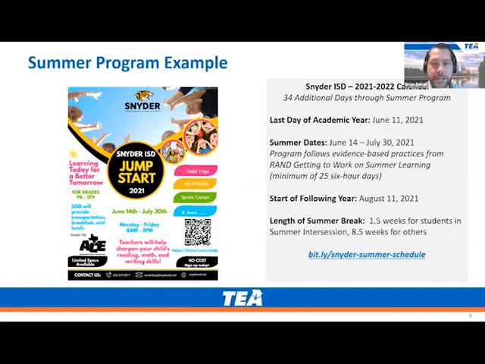So if you take a look at that summer, the length of summer break, students who are participating in the full summer program have only 1.5 weeks that they're actually out of academic content for the course of the summer, which means there is minimal opportunity for any sort of additional slide to occur over the course of summer. With the changes to their calendar, they've also minimized the length of summer for students overall to 8.5 weeks for students who are not participating in the summer program.